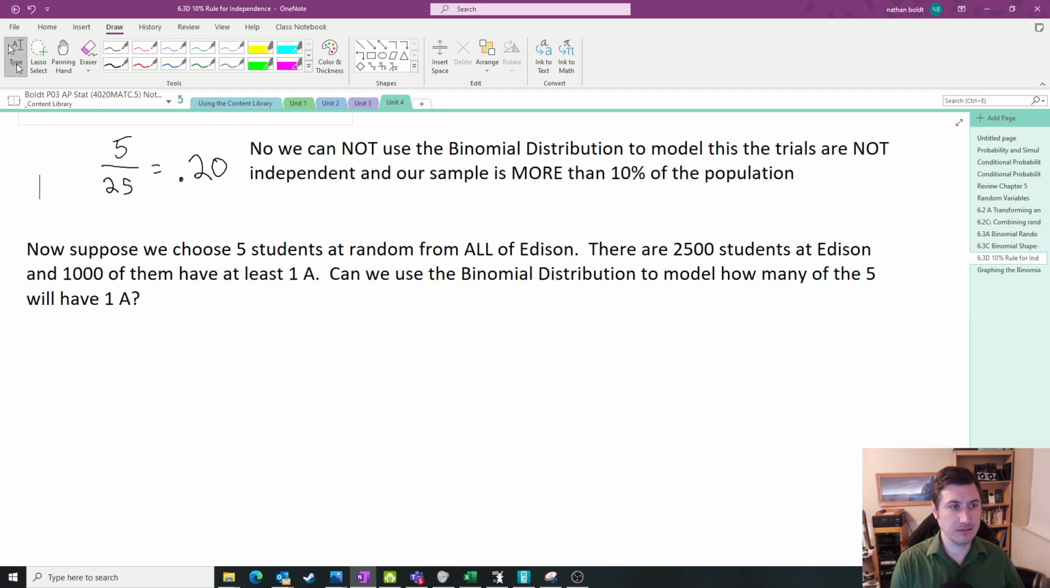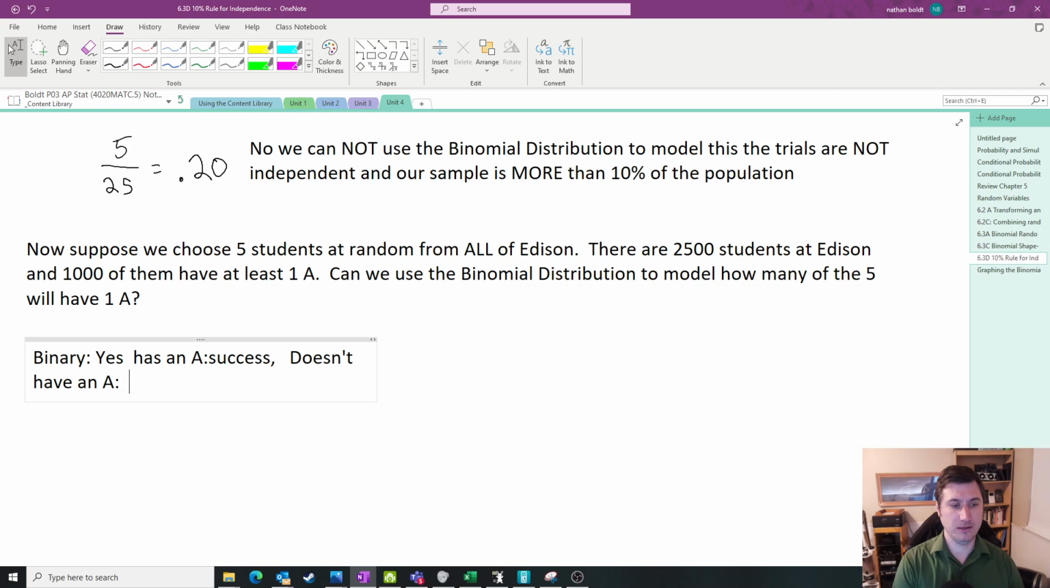So again, can we use the binomial? We check our BINS. Is it binary? Yes. If a student has an A, that is a success. If a student doesn't have an A, that is a failure. Well, not failing. I mean, you get the picture.